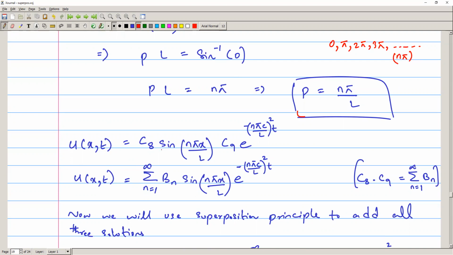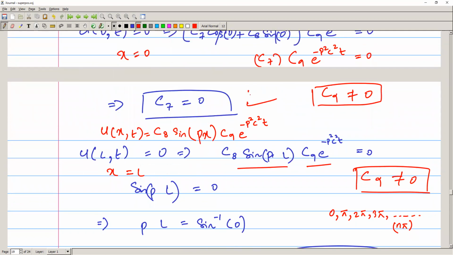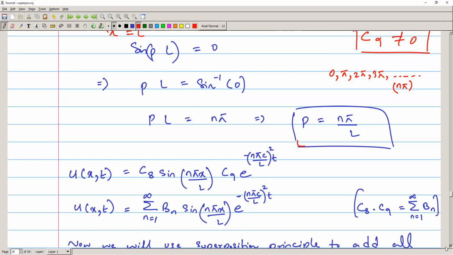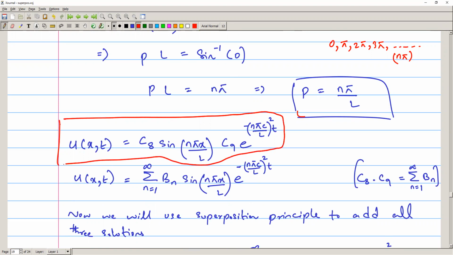And remember that c7 is already 0. Here we calculated c7 and it's equal to 0. So it will not appear in the solution now, right? So now we are only left with this form after applying the boundary conditions.